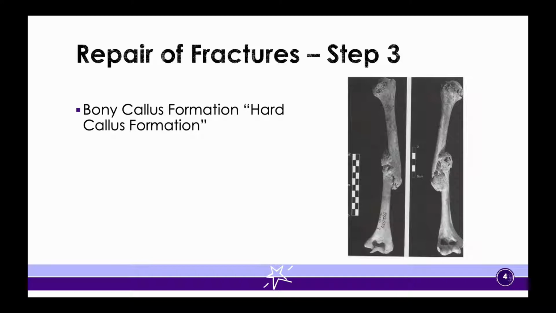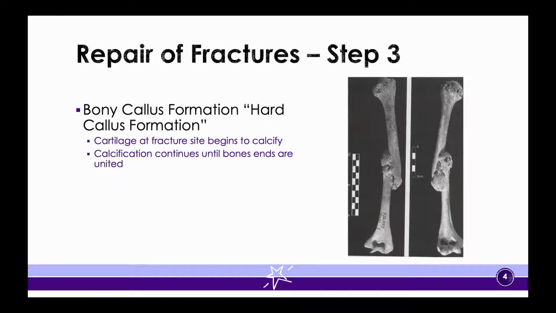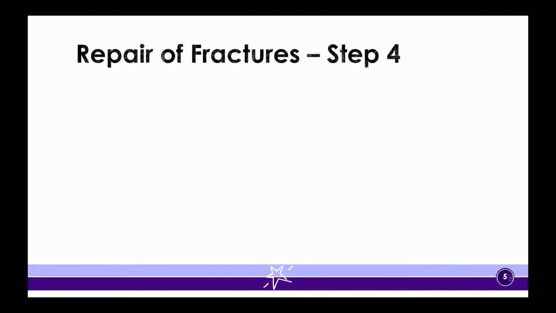So osteoblasts build bone. Our next step in the repair of fractures is the bony callus formation, also known as the hard callus formation. So we had soft calluses forming on the previous slide, and now we've got hard calluses forming. So the cartilage that's at that fractured site is now beginning to calcify and become harder. The calcification continues until the bone ends ultimately are reunited and are joined from inside wherever the break was. There's still an increase in blood flow to the area here as it improves the healing. It's bringing more nutrients and clearing away debris.